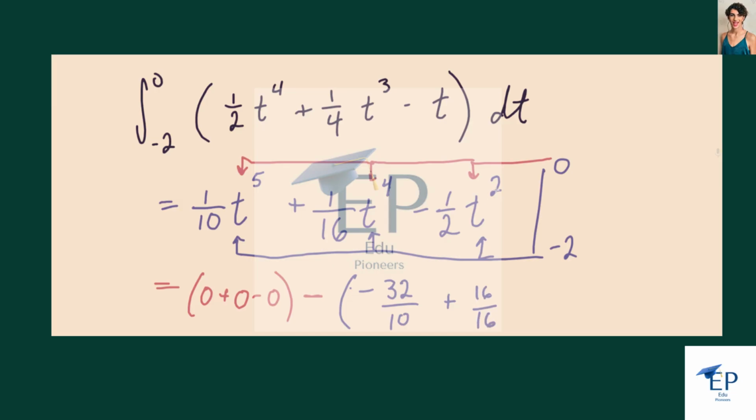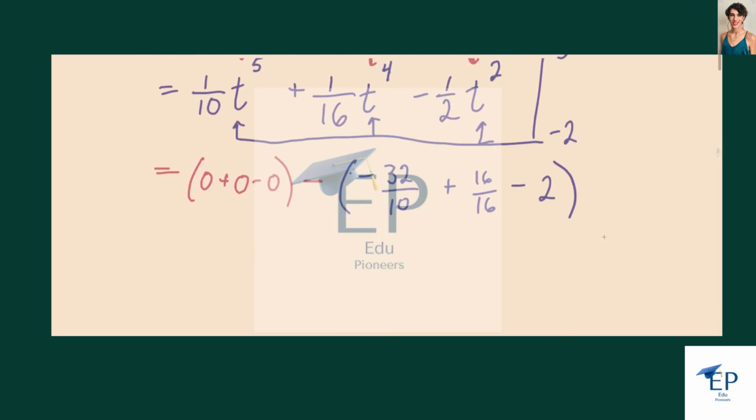And then -2 squared is positive 4. Half of 4 would be 2. So hopefully all those signs made sense. So again, I'm not going to concern myself with any of those zeros. We have the negative of, this does reduce to 16/5.